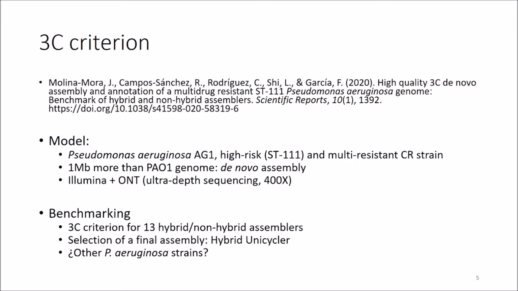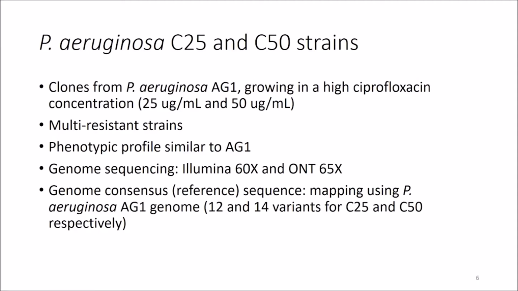But now we have information of other strains of Pseudomonas aeruginosa. Now we have strains C25 and C50. Both are clones from Pseudomonas aeruginosa AG1, grown in a high ciprofloxacin concentration. Both have a similar profile to AG1 at the phenotypic level, and we have information of the genome using Illumina and Oxford Nanopore sequencing. And the consensus sequence was obtained using a mapping strategy using AG1 as reference.